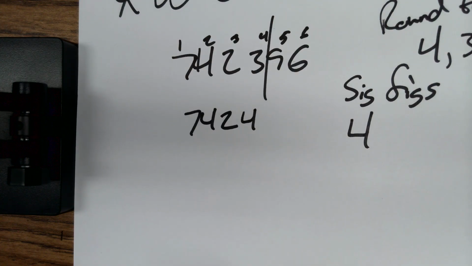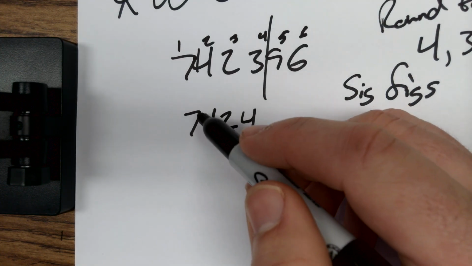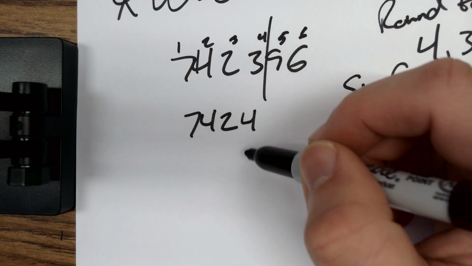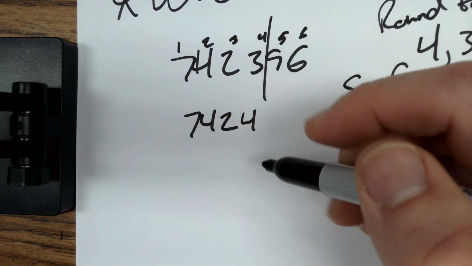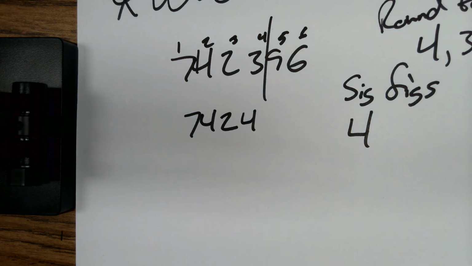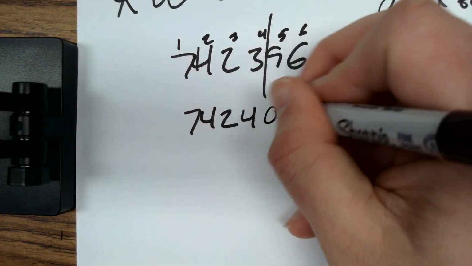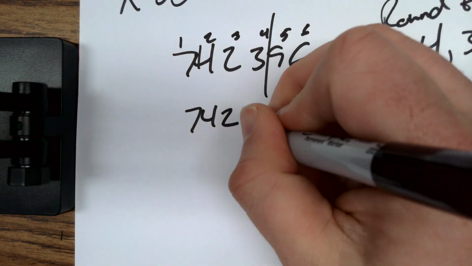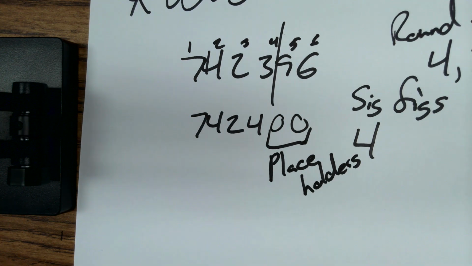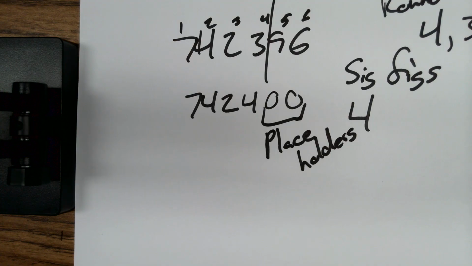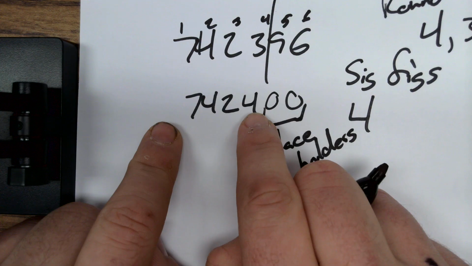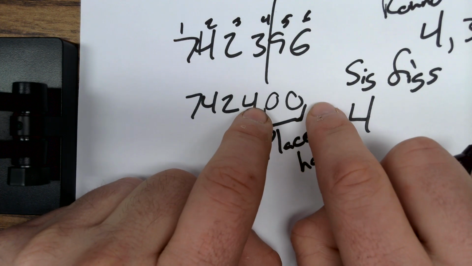How can I make sure that this 7 stays in the 100,000 spot? How can I make sure this 4 stays in the 10,000 spot? How do I make sure this 2 stays in the 1,000 spot? How do I make sure this 4 stays in the 100 spot? I'm going to add zeros. Why can I add zeros? They are not significant. Great job. I'm filling in the spots. These are technically placeholders. They keep these other numbers where they're supposed to be. These zeros just count as placeholders.